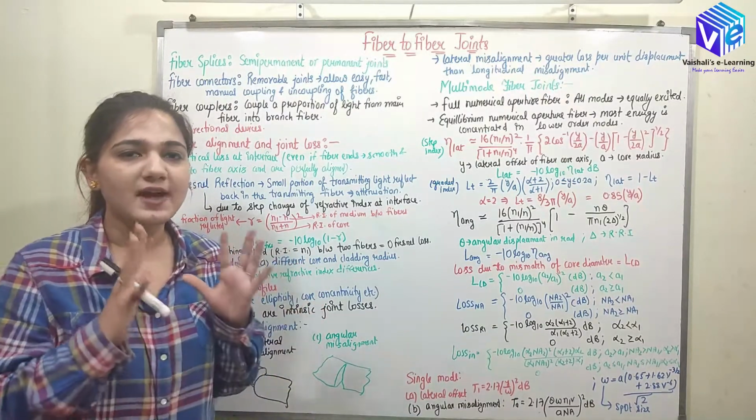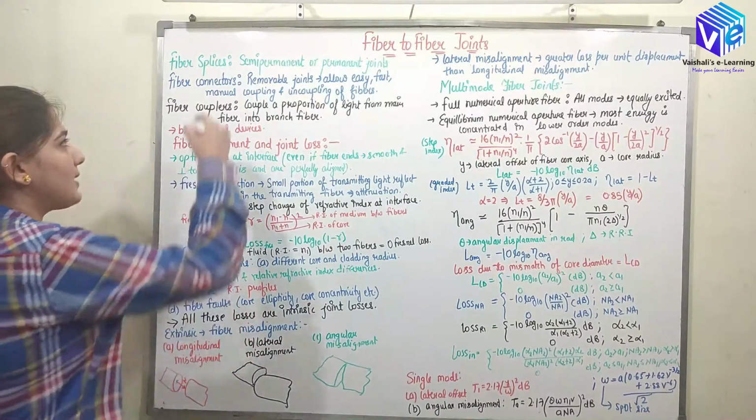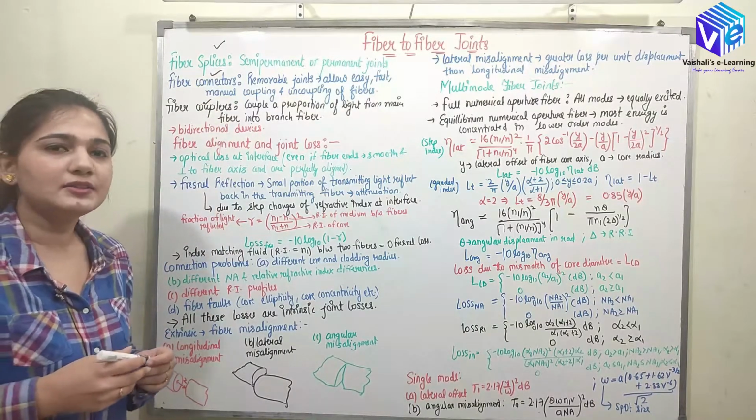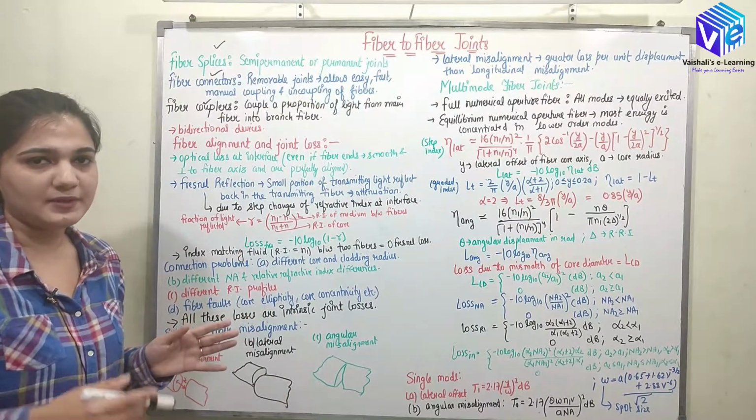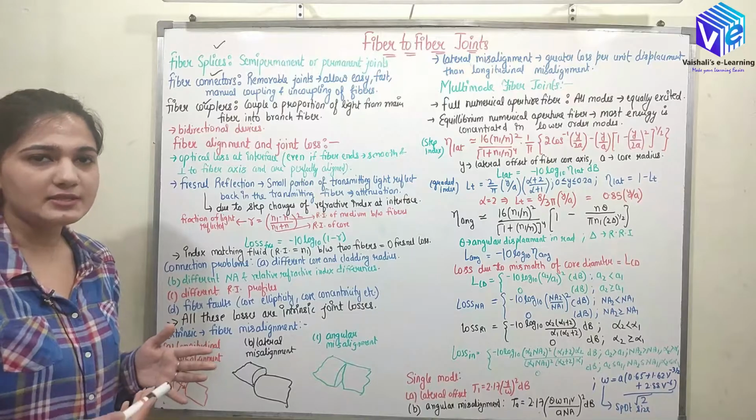So basically if I classify the joints, we will have different kinds of joints like the splices, the connectors and the couplers. In the three upcoming videos we are going to talk in detail about all three of them. First we are going to talk about the splices, then connectors, and last couplers.